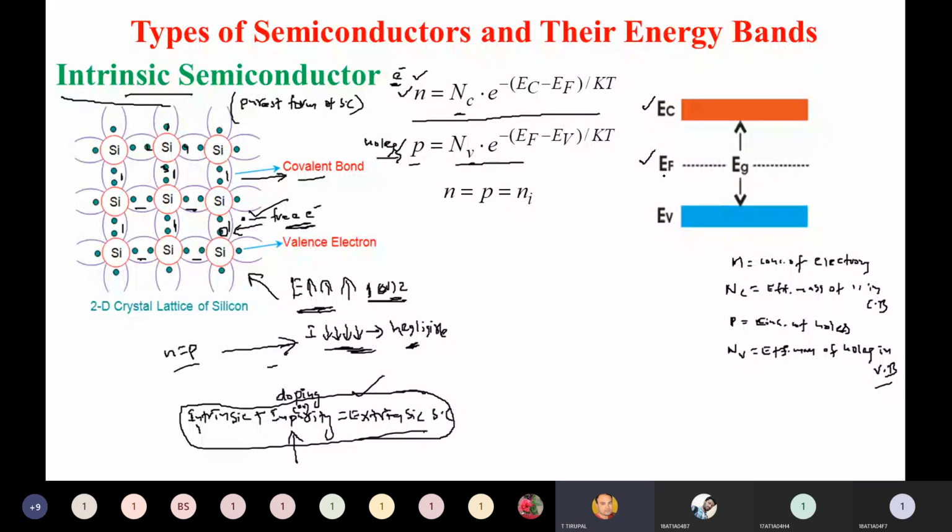That's what, Ef is larger. So therefore Ef minus Ev. The other one represents the conduction band, which is greater, Ec is greater than Ef. So therefore we write here Ec minus Ef divided by kT, and here Ef minus Ev divided by kT.